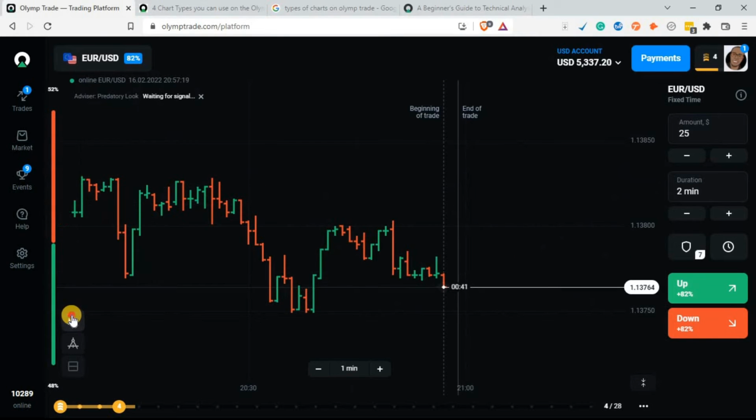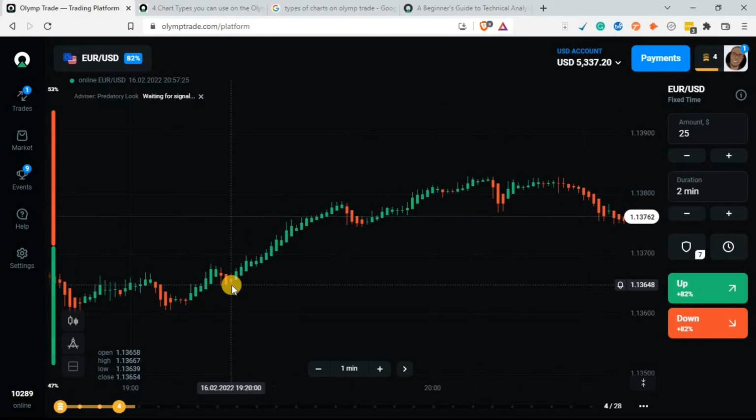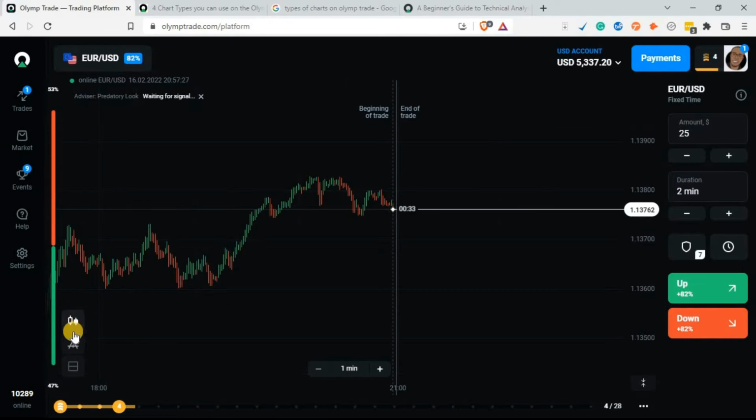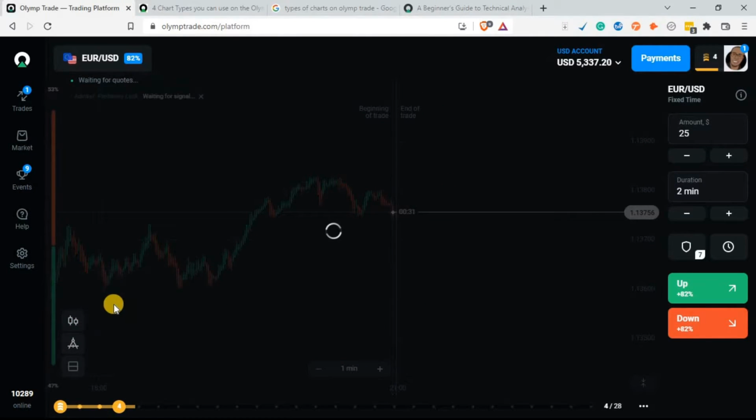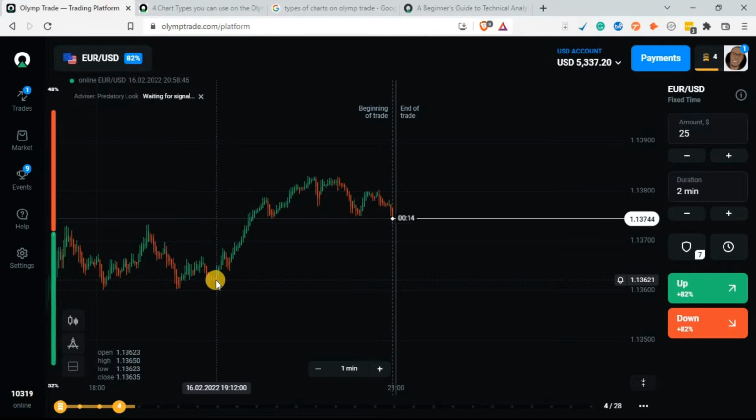The other type of chart is now the Heikin-Ashi. As you can see, the Heikin-Ashi almost resembles the Japanese candlesticks. The Heikin-Ashi candles are made not from pure prices but from calculations made using the prices. Which one should you use? It depends on your personal preference.